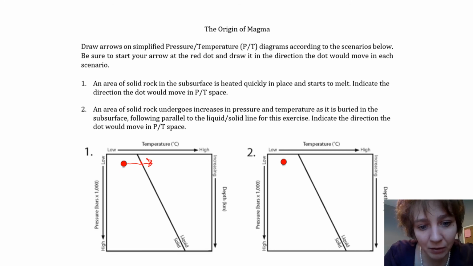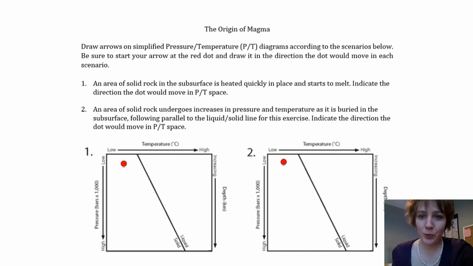So the arrow should look like this, right? So here we have the arrow representing an increase in temperature with no change in depth. That's why the arrow is horizontal. It represents the fact that this rock doesn't move up or down. It just increases in temperature until it melts. The melting happens as soon as it crosses this solid liquid line, okay? This situation describes melting rock via the addition of heat.